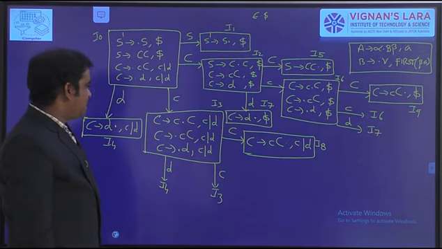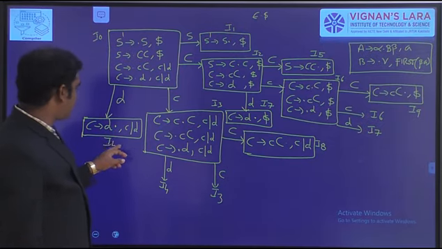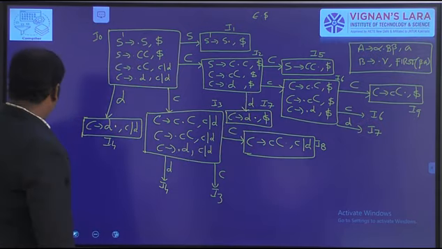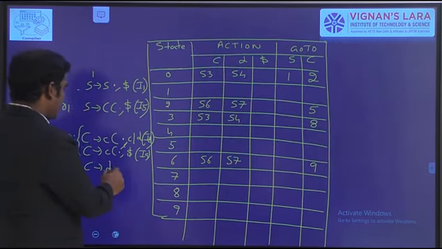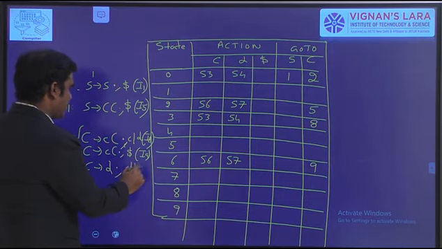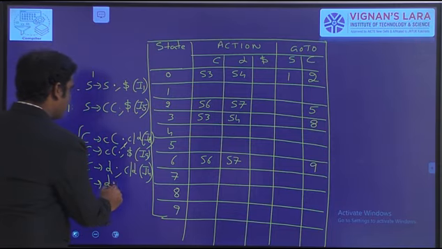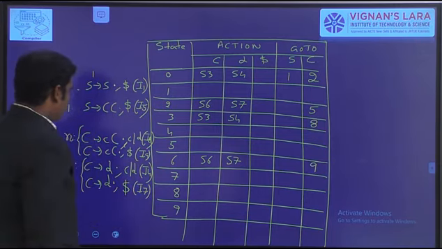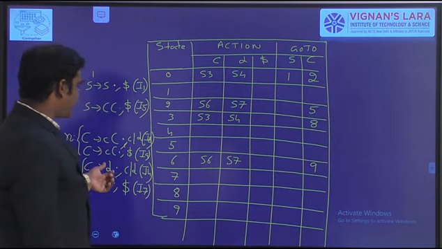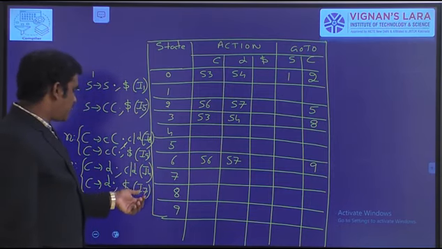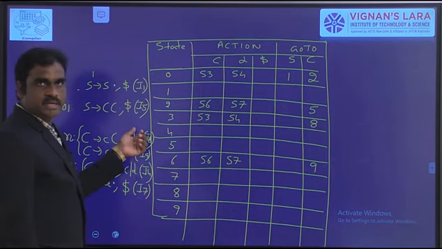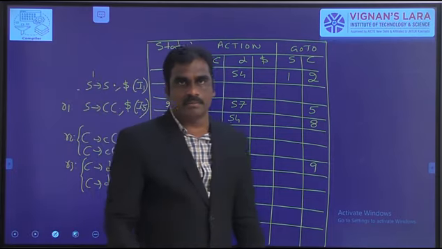Same way, C to d dot ends with I4 and I7. C to d dot with lookahead c or d ends with I4. C to d dot with lookahead dollar ends with I7. So these are the productions, the states they end with, and the lookahead symbols. Now perform the reduction operation.